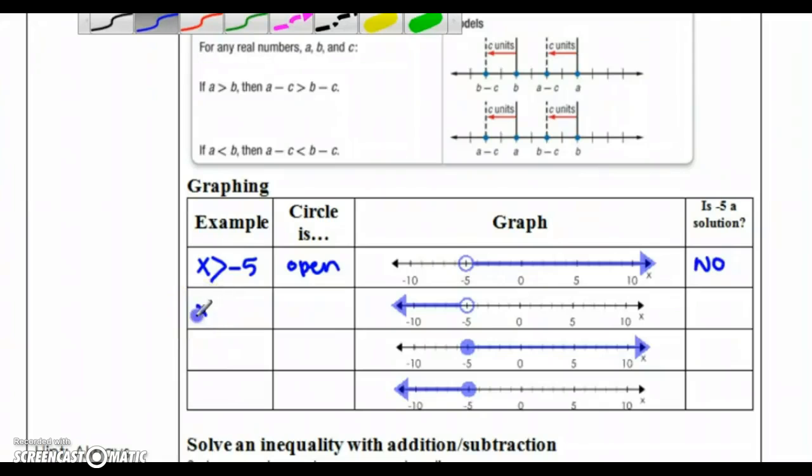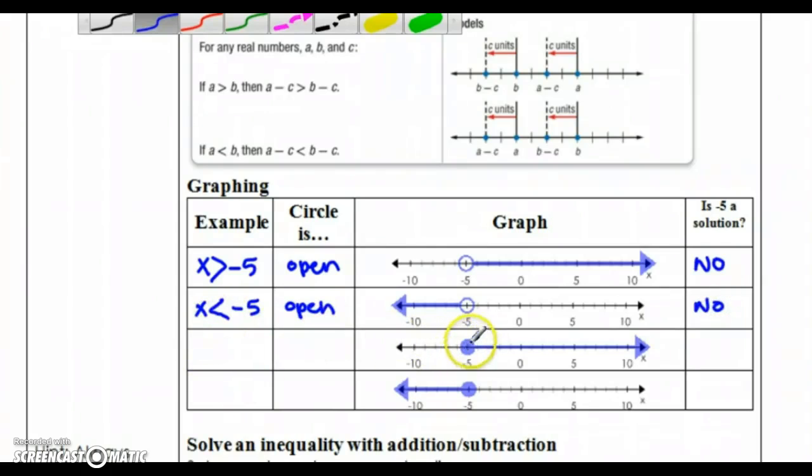So all these are going to be x and -5, but this one now is going towards the smaller numbers, so that means x is less than -5. And it is still an open circle, so that again means no, -5 is not a solution.